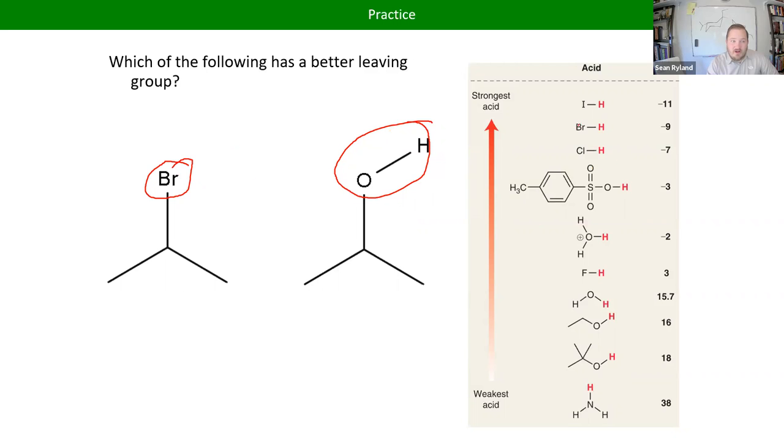The bromine would be a better leaving group. Bromine's all the way up here. The hydroxide's all the way down here, because we're looking at the molecule that's missing the red H in this case. The red H is the acidic proton. And so we're looking at the conjugate base for each of these. So we're not looking at this one.